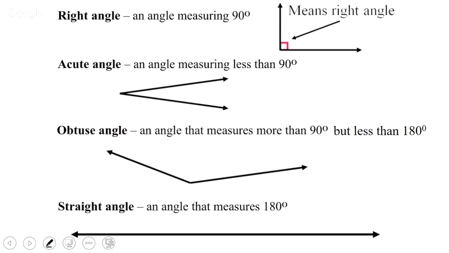Different angles have different names. You have a right angle. A right angle is an angle measuring 90 degrees. You have an acute angle, which is less than 90 degrees. Obtuse is between 90 and 180 degrees, and a straight angle is 180 degrees.